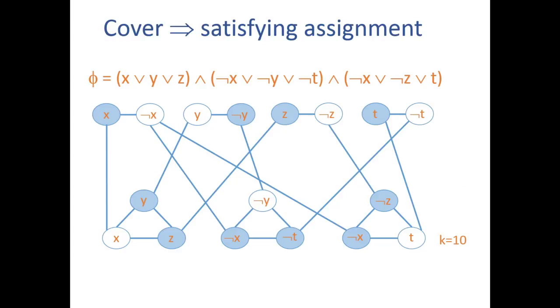Okay, and this is usually a slightly tricky argument. So suppose there is a vertex cover, right? So we want to extract from that cover a satisfying assignment for my formula. Okay, so this is the graph. We have a vertex cover for it. Okay, so what do we know about vertex covers in graphs of this form?